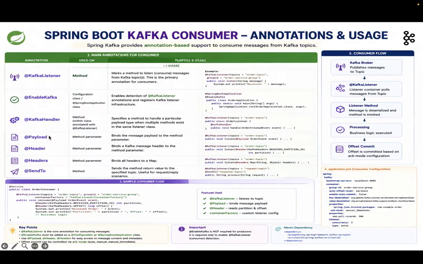@Payload. The @Payload method parameter binds the message payload to the method parameter. So if I use @Payload, only the content of that message will be used. @Header: if you want to retrieve headers like partition ID, offset ID, there are some five to six headers. You can specify a separate header name with the argument, and you can retrieve that from there.